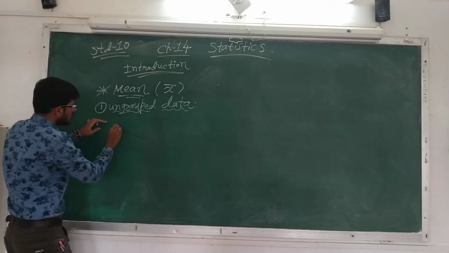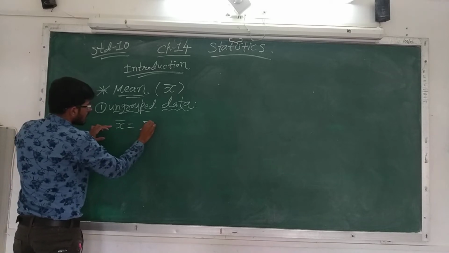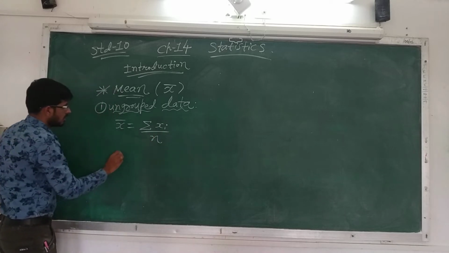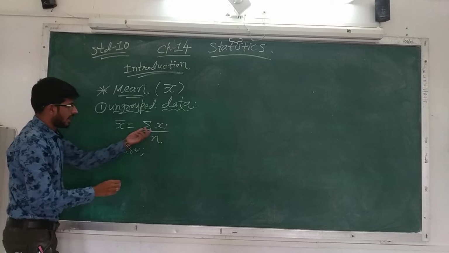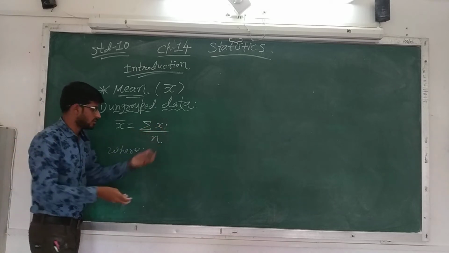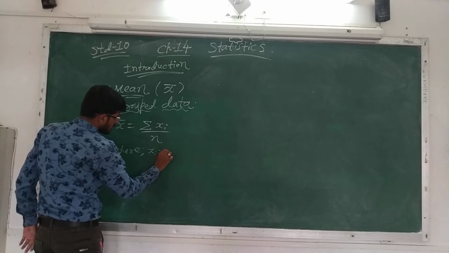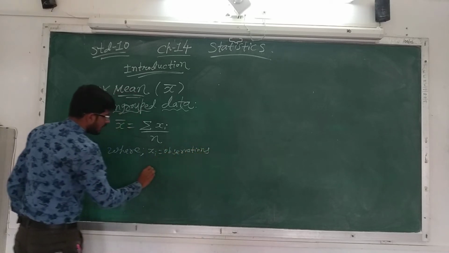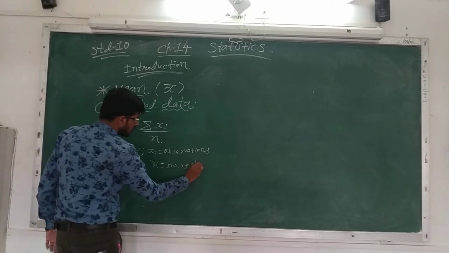Therefore, x bar is equal to sigma xi upon n, where xi is the observations and n is equal to the number of observations.